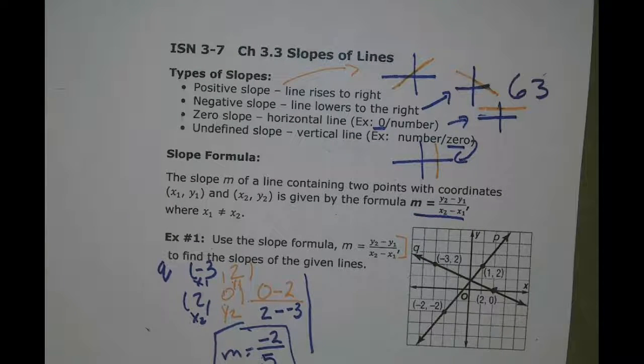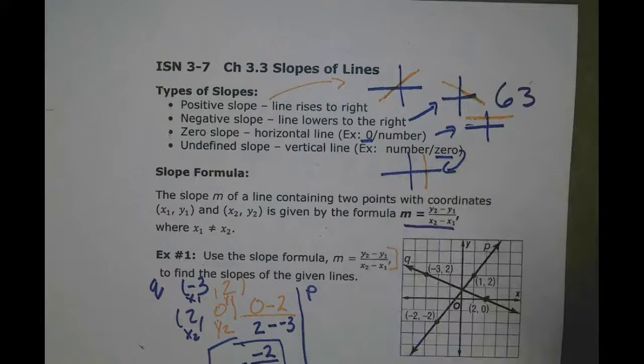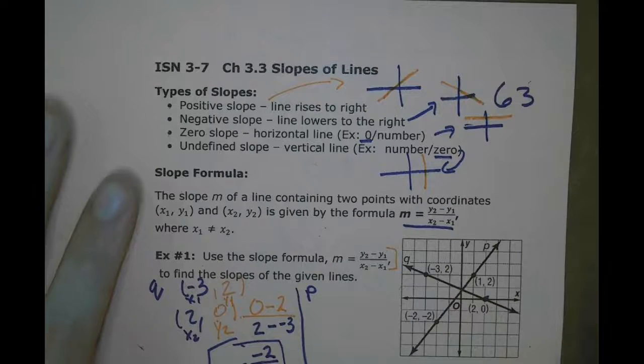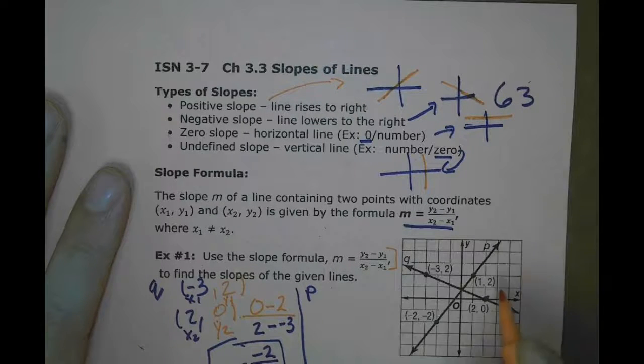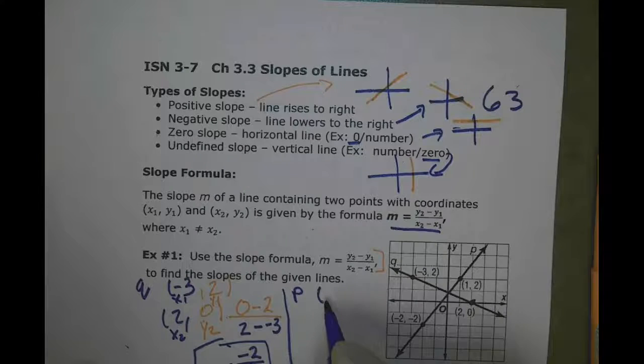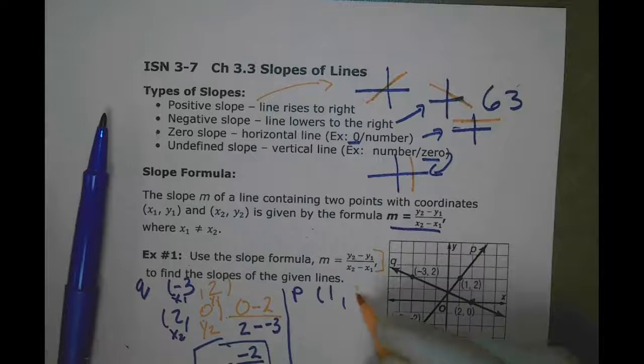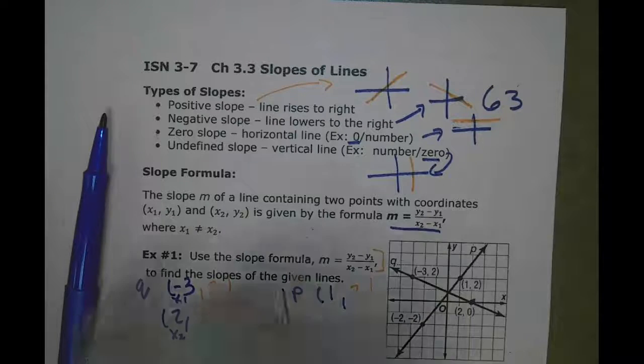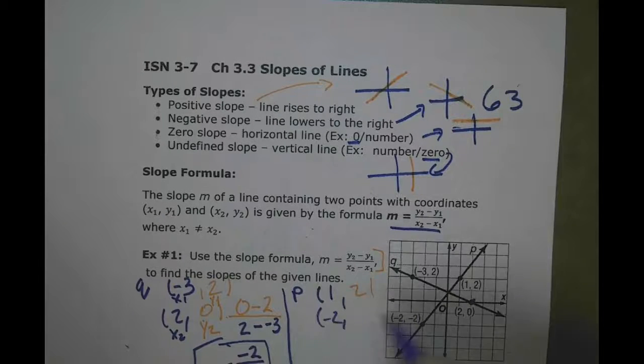All right, try doing line P on your own. I'll give you 2 minutes to do it. All right, there's one point at positive 1 and 2, and then another point at negative 2 and negative 2, this point and this point. Okay, plug into your formula.